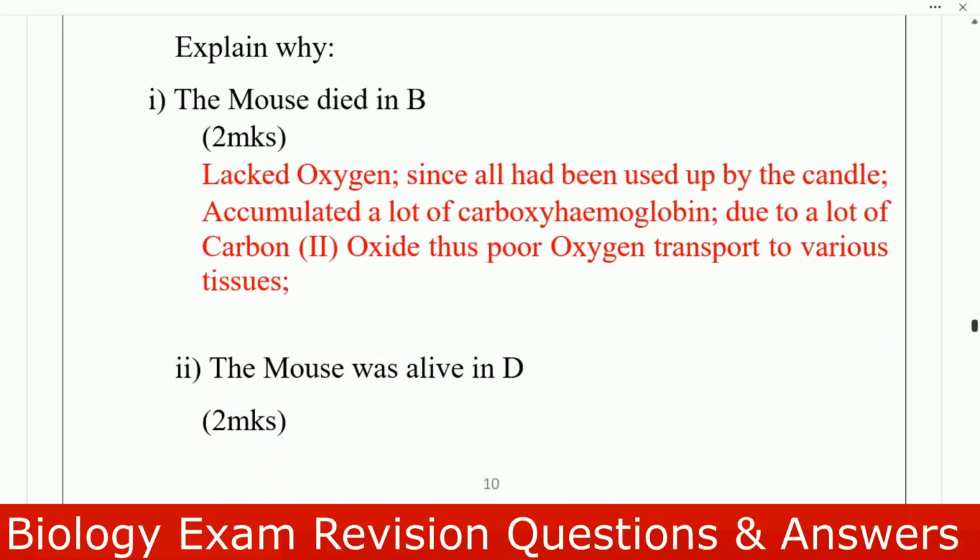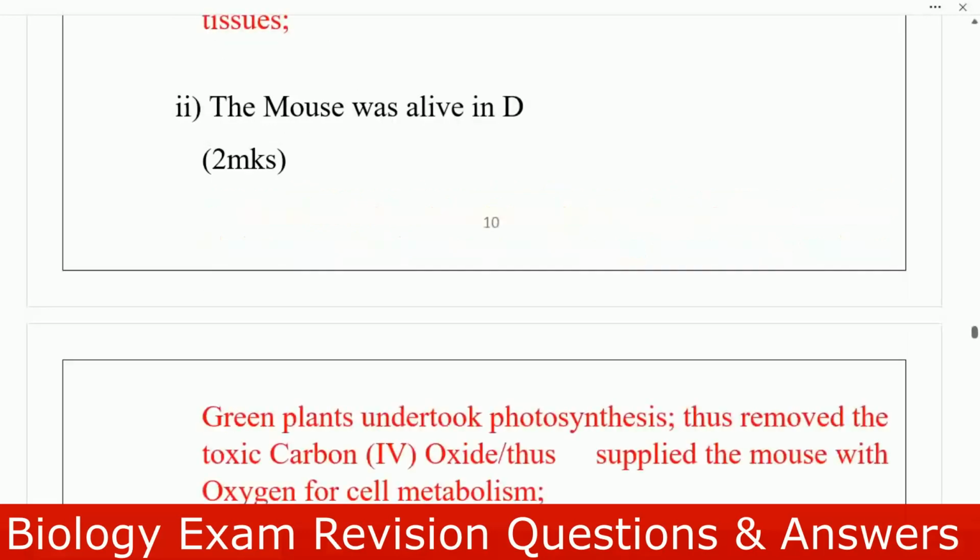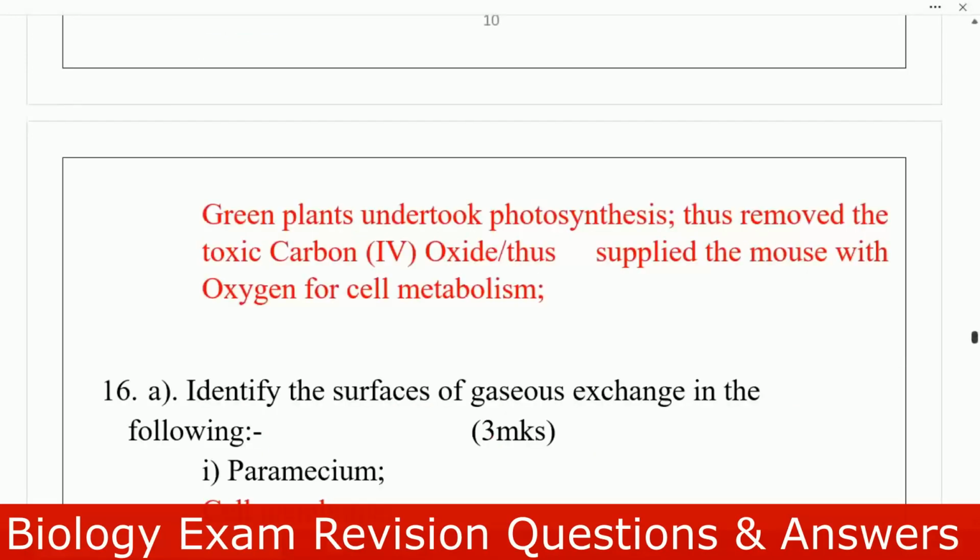It lacked oxygen since all had been used up by the candle. It accumulated a lot of carboxyhemoglobin due to a lot of carbon (II) oxide, thus poor oxygen transport to various tissues. The mouse was alive in D. Why? The green plant undertook photosynthesis, thus removed the toxic carbon (IV) oxide, thus supplied the mouse with oxygen for cell metabolism.